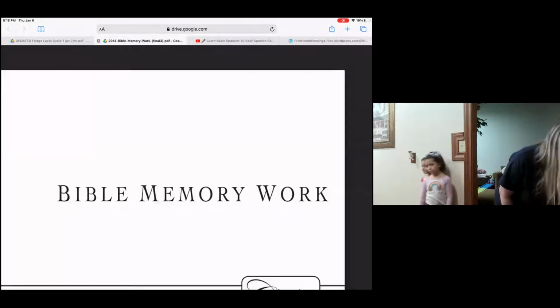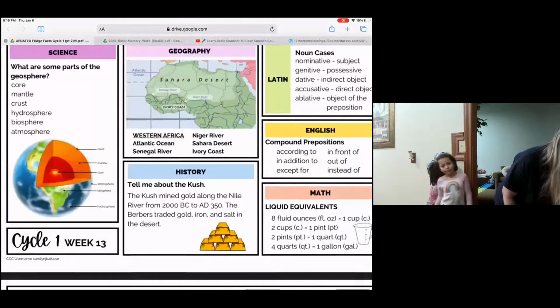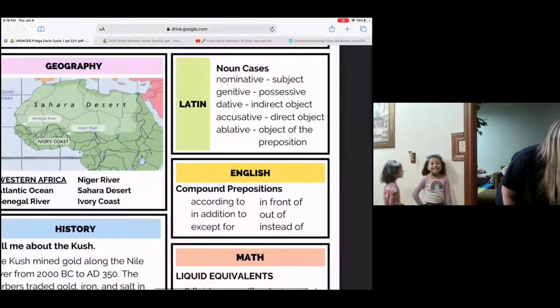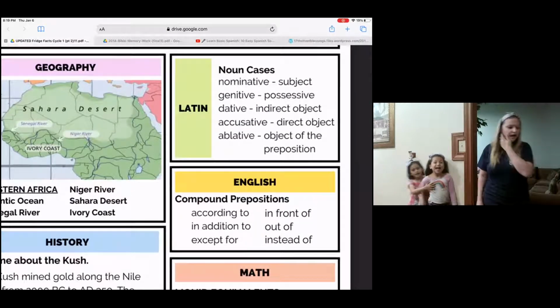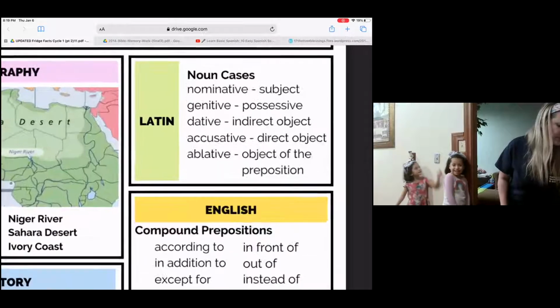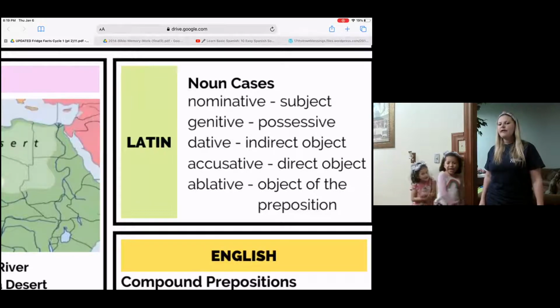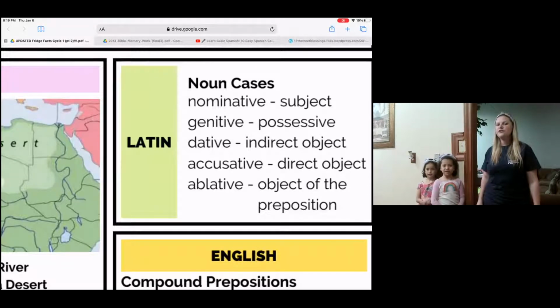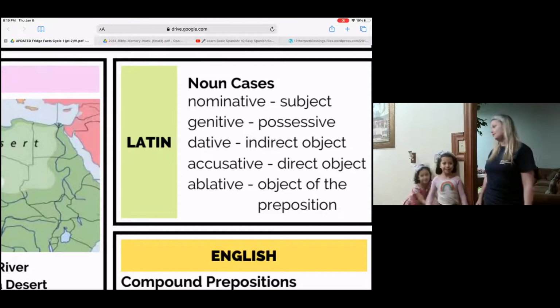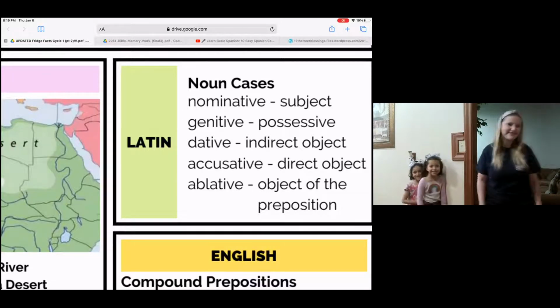And light is for Latin. We're back to reviewing our Latin noun cases. Nominative, subject. Genitive, possessive. Dative, indirect object. Accusative, direct object. Ablative, object of the preposition. These are Latin noun cases. Sing with me.